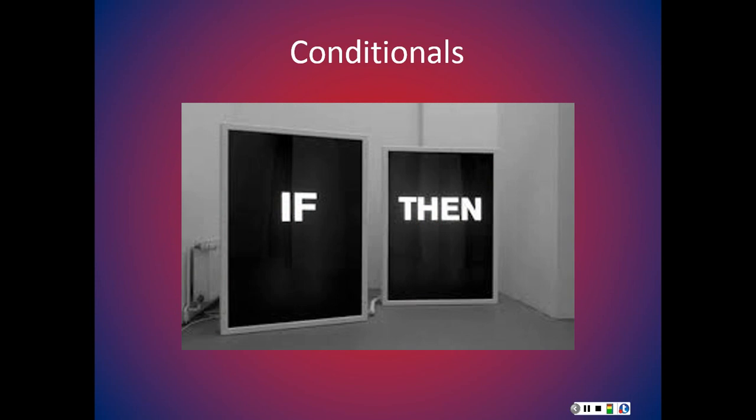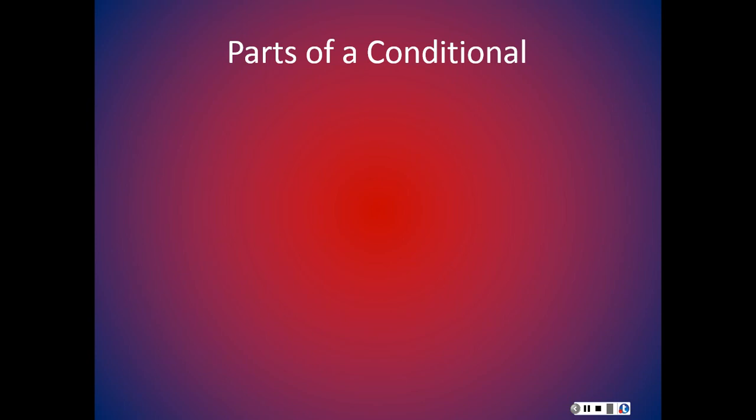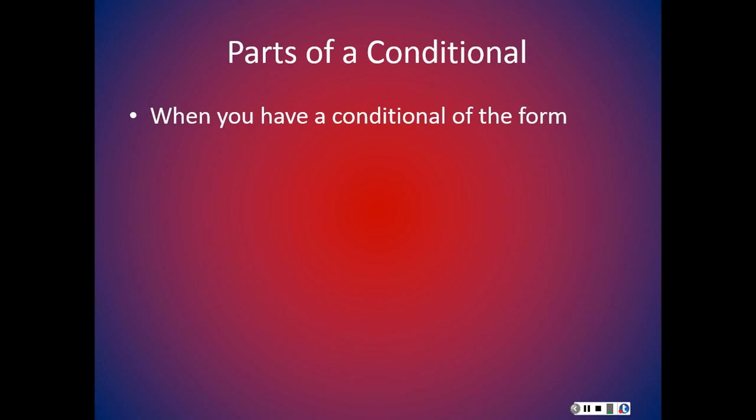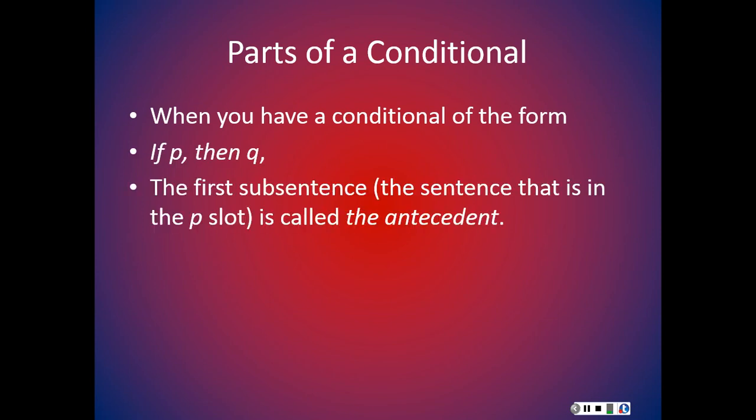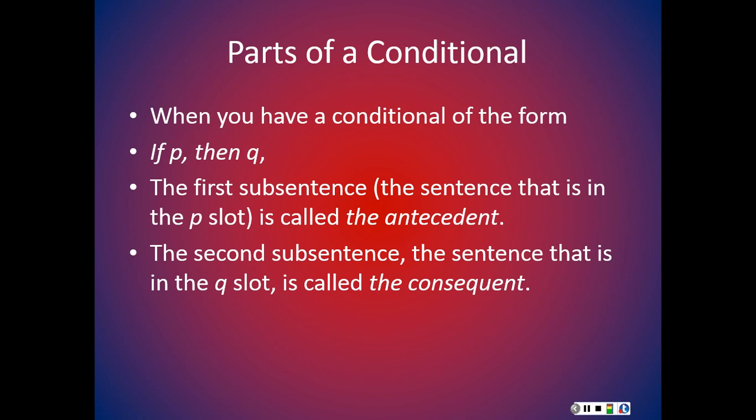Okay, that was negation. It's pretty straightforward. Let's move on to something that's a little bit more complicated, and that is conditionals. The first thing I want to examine is what the parts of a conditional are. When you have a conditional of the form "if P, then Q," the first subsentence, the sentence that's in the P slot, is called the antecedent of that conditional. And the second subsentence, the sentence that is in the Q slot, is called the consequent.